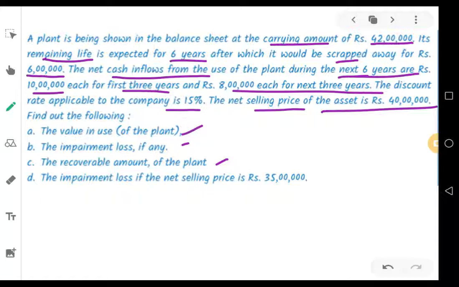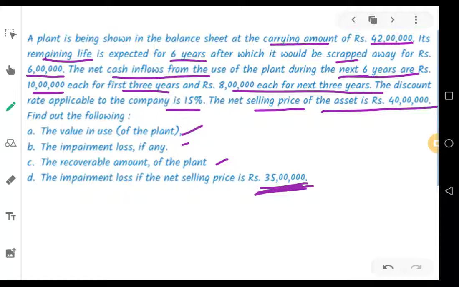The last question, impairment loss if the net selling price is 35 lakhs. That means we have to calculate impairment loss in this question under two situations. One when the selling price is 40 lakhs, another when the selling price is 35 lakhs. So two impairment losses will be calculated for this sum. Now let us go one by one.